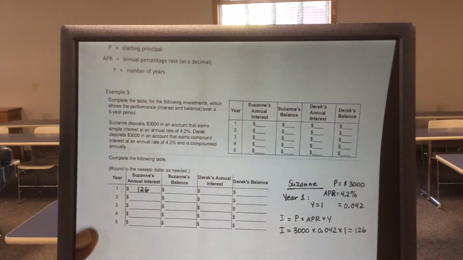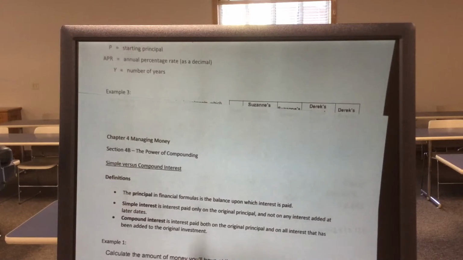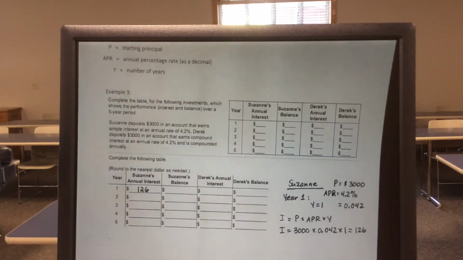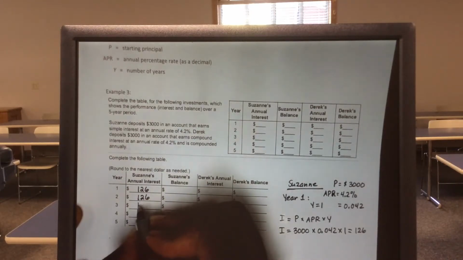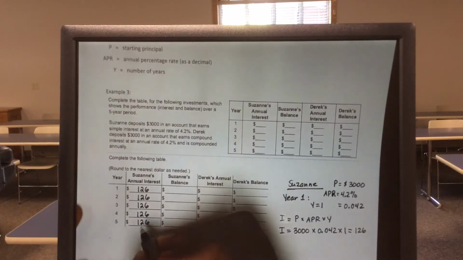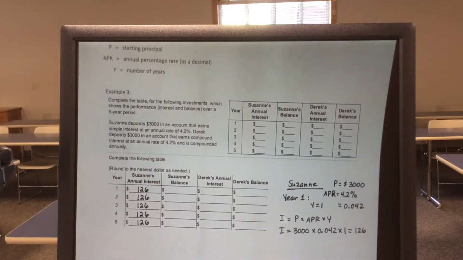So for the first year, her annual interest will be $126. Now, for year 2, year 3, year 4, and year 5, Suzanne's annual interest will remain the same because, by definition of simple interest, that's going to be paid only on the original principal and not on any interest added at a later time. So, for year 2, it's 126, year 3, year 4, year 5 is still $126.